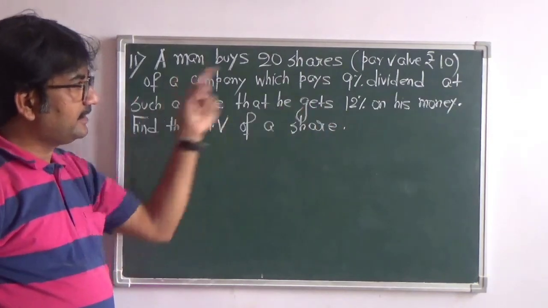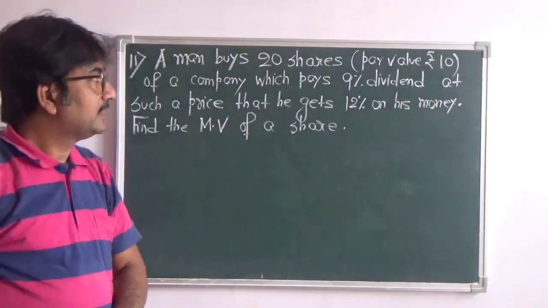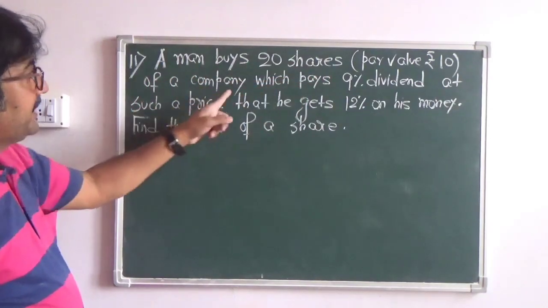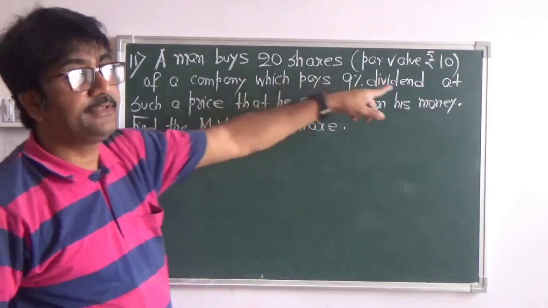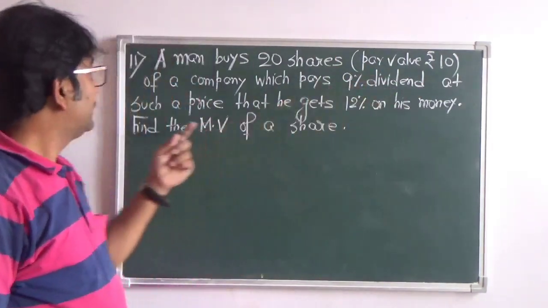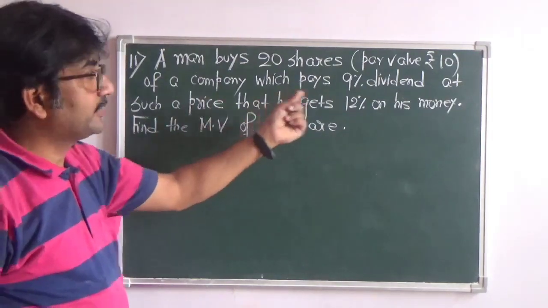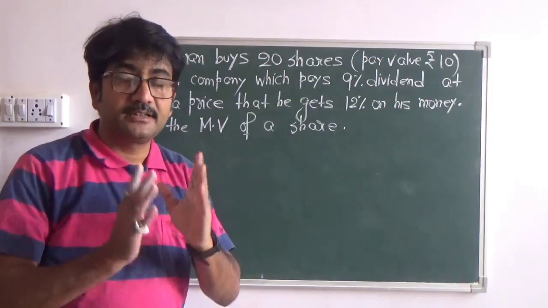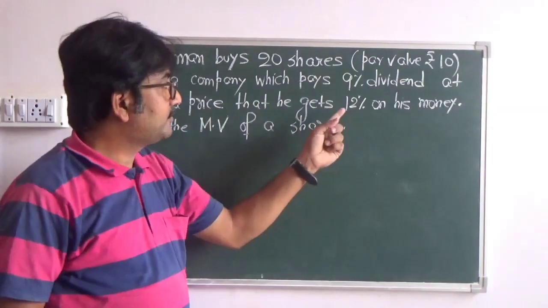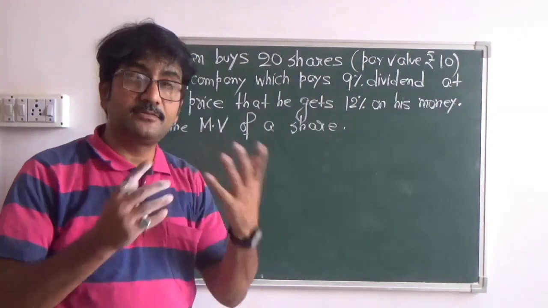Now this language is very important to understand. A man buys 20 shares, par value rupees 10, of a company which pays 9% dividend, that is 9% dividend on his face value, and at such a price that he gets 12% on his money. That means the rate of return, the profit percent that he gets, is 12%.